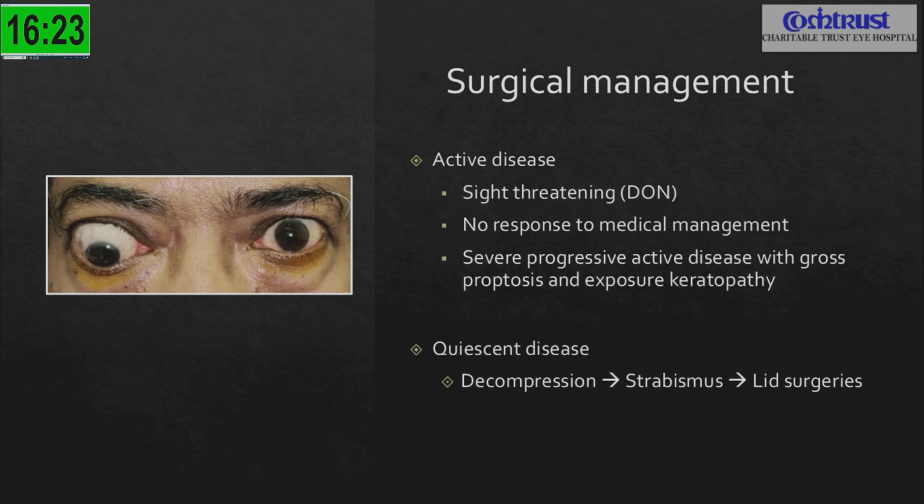Surgical management, I will just be briefly talking about this because each part needs to be dealt with in a separate session, ideally. So in an active disease, like I said earlier, if there is sight-threatening disease, or if there is no response to medical management, or there is severe progressive active disease with gross proptosis or exposure keratopathy, the patient needs to undergo an orbital decompression. Based on the severity, it can be 1 wall, 2 wall or 3 wall along with fat decompression. The order that we follow in a quiescent disease is first decompression, followed by strabismus surgery, and finally lid surgeries.